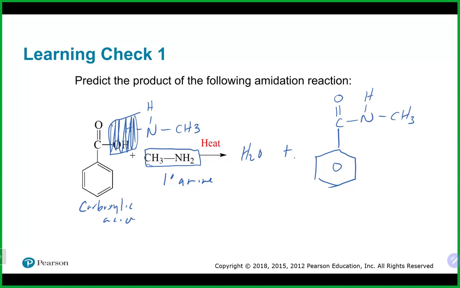Again, don't overcomplicate it. As we've been talking about with all these reactions, you pretty much have what you need to draw on the right-hand side from the left-hand side. You just have to change that small thing and put it together. Any questions on that?